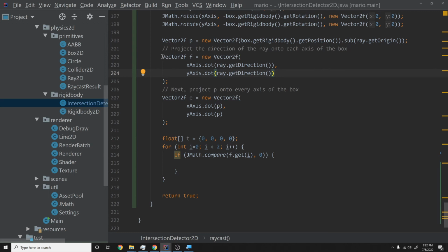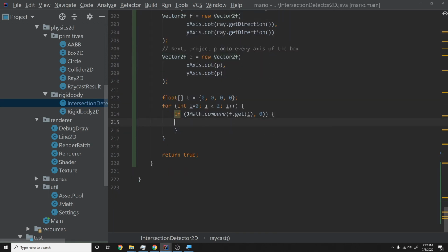So if the ray is parallel with either axis, that means that we could have a potential divide by 0 error. And so if the ray's origin is not inside of the box, then we know it's not actually going to hit the box. Because if it's parallel with one of the axes and it's not actually starting inside the box, then there's no way it's ever going to hit the box. So we'll say if the ray is parallel to the current axis and the origin of the ray is not inside, we have no hit. Okay, so then we can exit early.